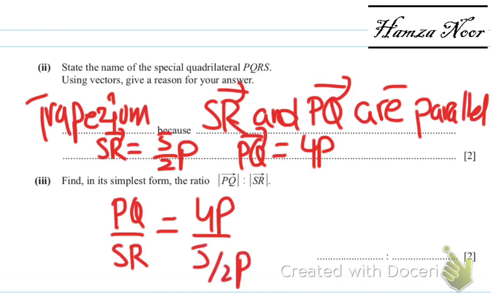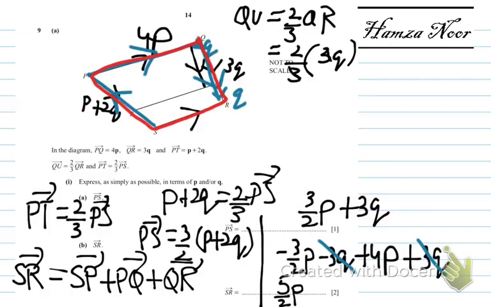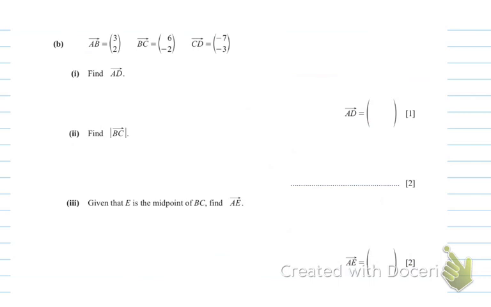So P and P get cancelled out. 4 divided by 5 over 2, and this 2 comes up here. This is 8 over 5, and your ratio will be 8:5. Alright, so this was part A of this question. Now let's move towards part B. Part B is completely different, with no link to the previous information.